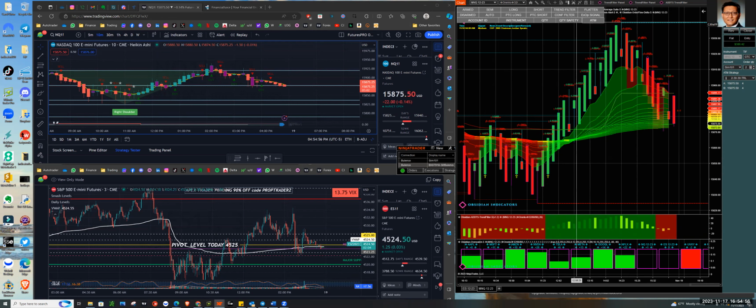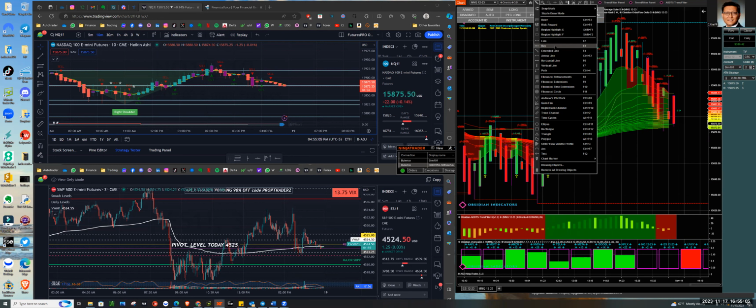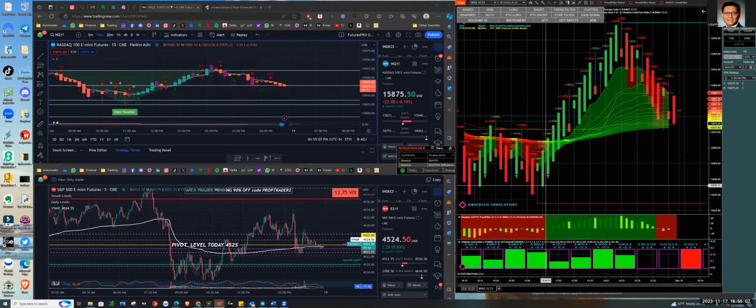Now this one, when you do this, you cannot have an ATM because it'll kick you out. But the beauty of this is the fact that here is your arrow. It would have put you in here, and it would have taken you all the way here. 940 was definitely a resistance level. So when it started dropping to about 920, that's what you would get out.